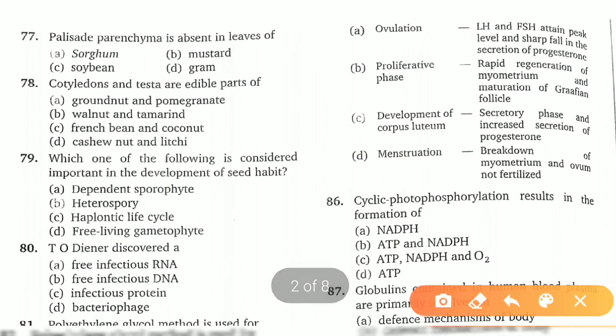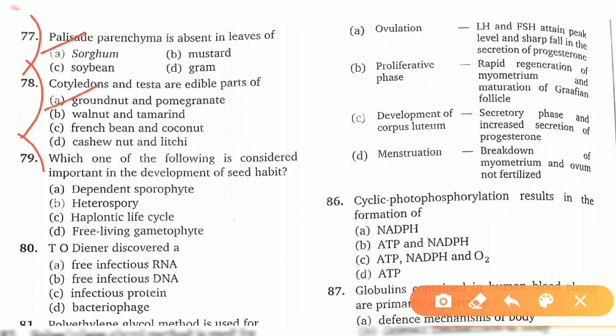Now, 77th question. Palisade parenchyma is absent in the leaves of sorghum, mustard, gram, soybean. So the answer is sorghum. Now 78th question. Cotyledons and testa are edible parts of groundnut and pomegranate, walnut and tamarind, French beans and coconut, cashew nut and lychee. So the answer is groundnut and pomegranate.